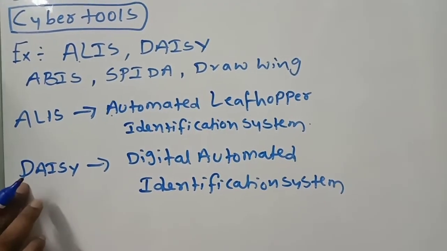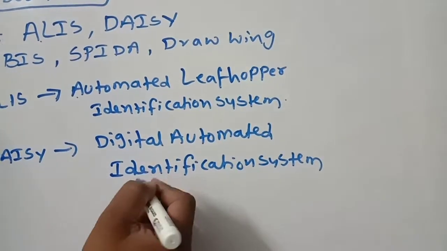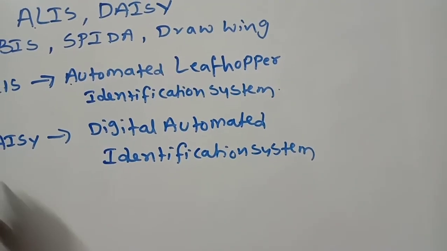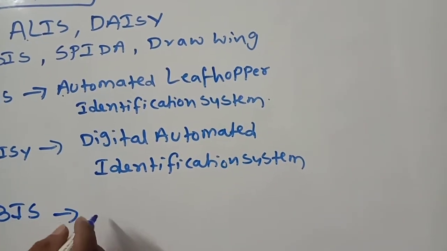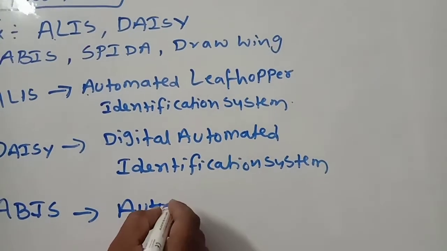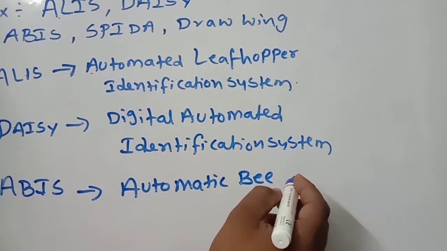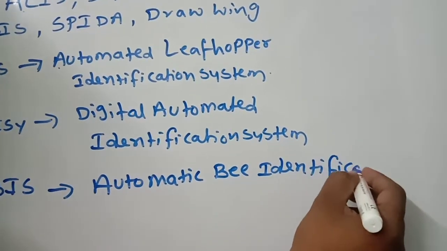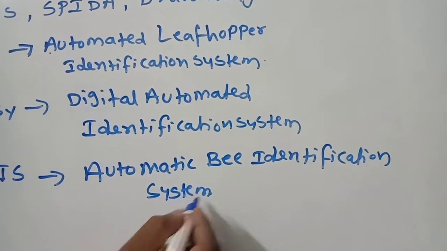So next one, DAISY. What is DAISY? Digital Automated Identification System. That is DAISY. The next one, ABIS. Okay, here one more important point is there. ABIS: Automatic Bee Identification System. Remember all these names, very important.